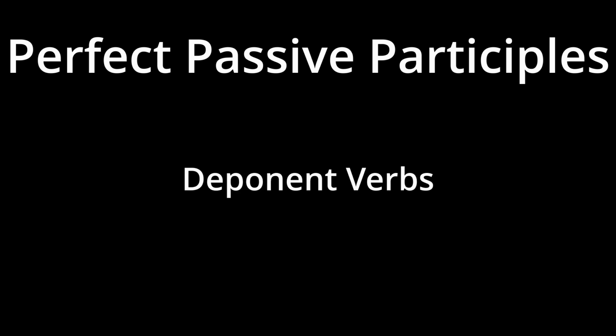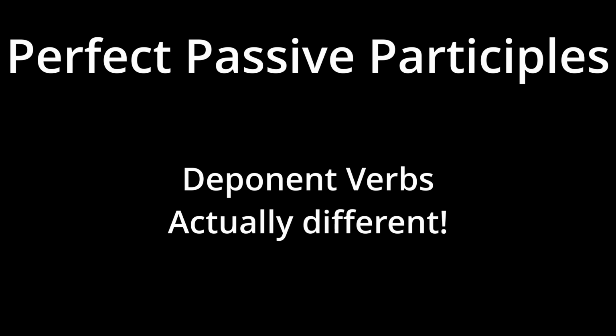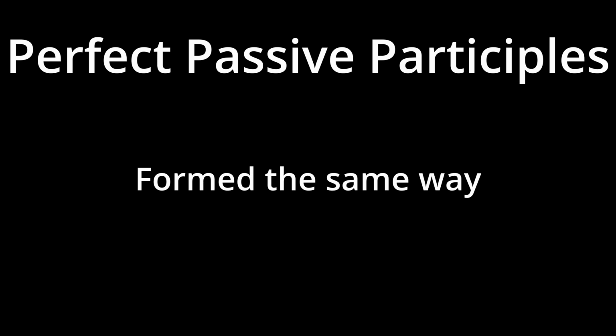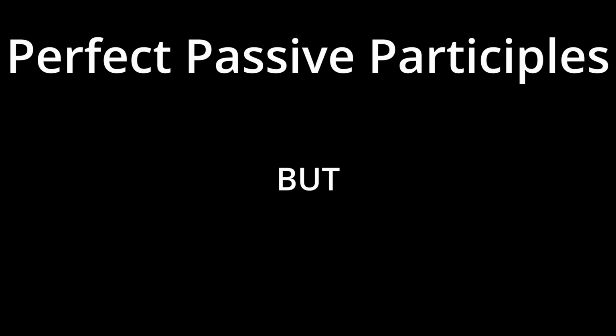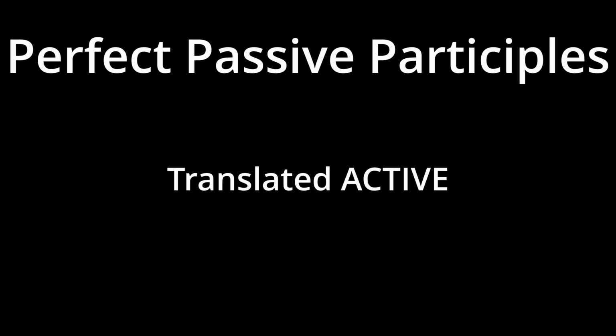Now, perfect passive participles formed from deponent verbs are actually different. They look exactly the same as the standard forms, but they are translated active, not passive. And they say perfect active participles don't exist. They're right there. They just don't have their own forms. In fact, mortos est is an example of this. Other than that, they're formed the exact same way. Just, again, translated active. And that's all the different forms of participles.